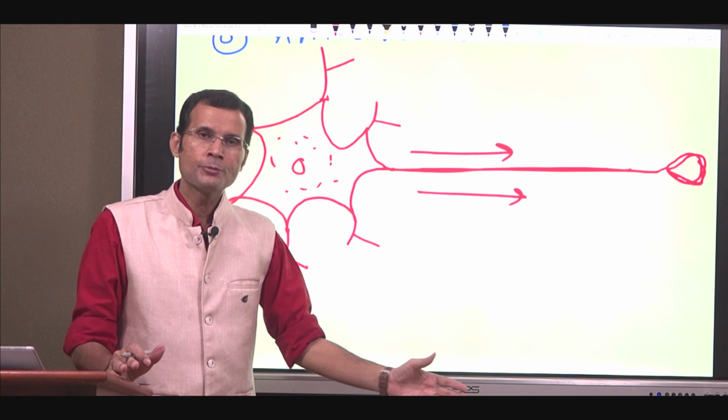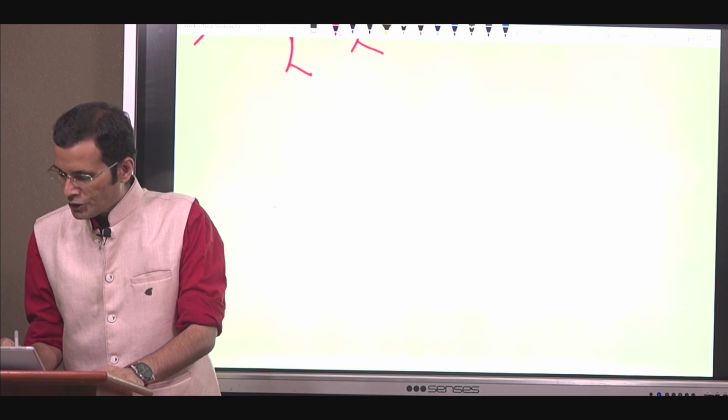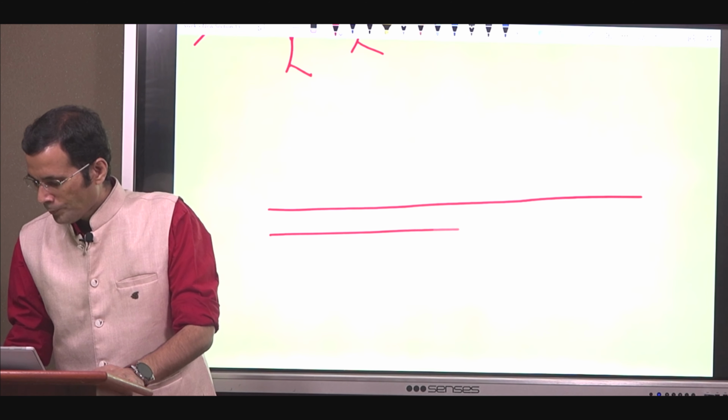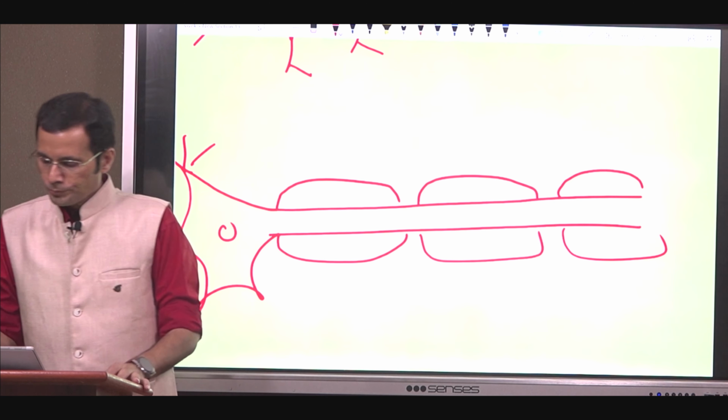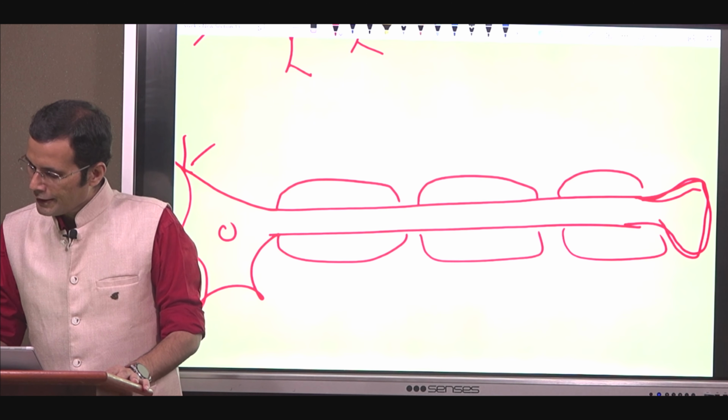If this is an axon, a myelinated axon shown here, let me just make it a little enlarged view of this axon. So the enlarged view of the axon will be something like this, with the nerve cell body on one end. Well, take it as a diagrammatic representation: nerve cell body and the axon, an enlarged view. And at the other end, we have the axonal ending.